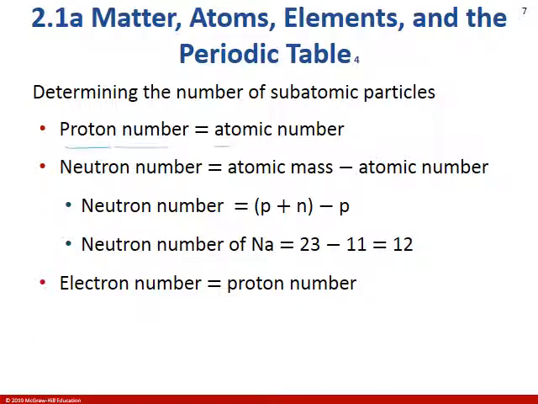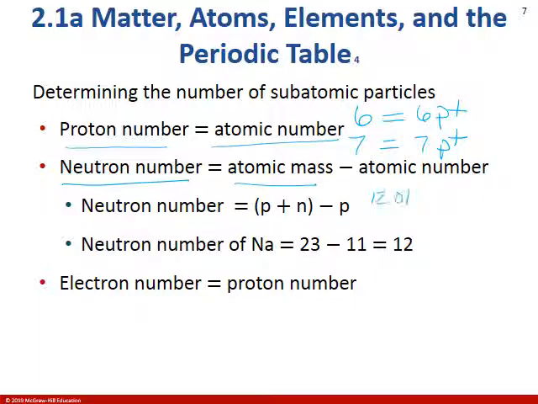So the proton number is the atomic number. If the atomic number is 6, then you have 6 protons. If the atomic number is 7, then you have 7 protons. The neutron number is the atomic mass, that was that 12.01 at the bottom, minus the atomic number. So in this case, it's 6. Just be careful, it's not always these nice even numbers, right? Electron number is equal to proton number. So if there are 6 protons, there should be 6 electrons in a stable element.